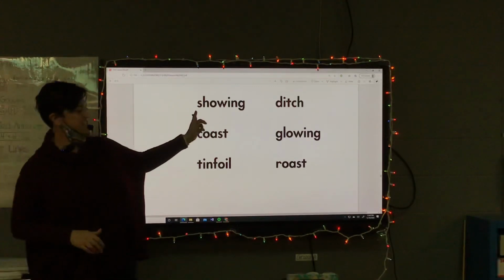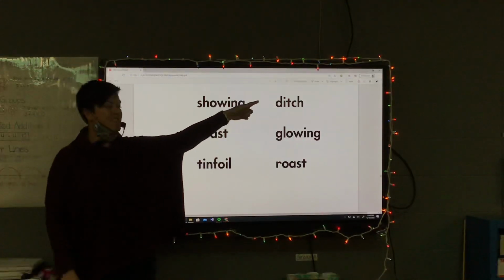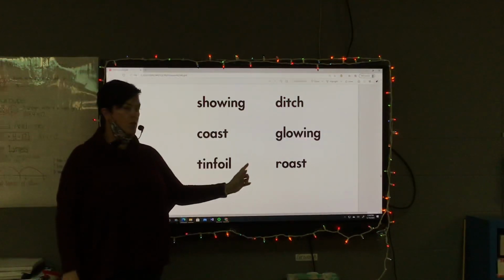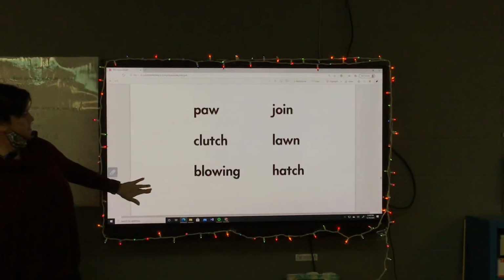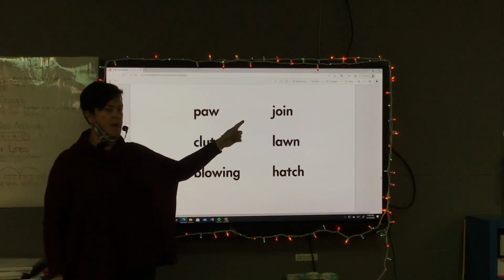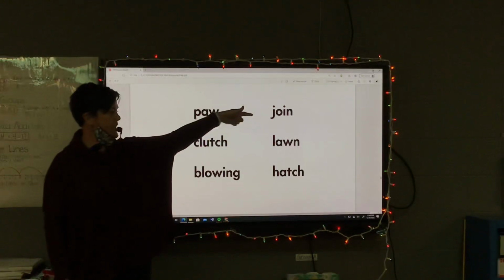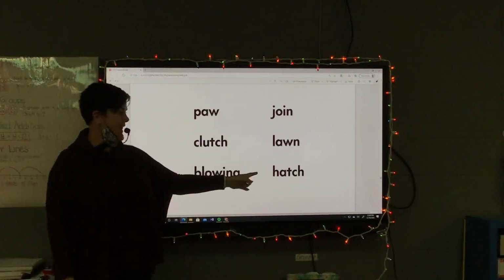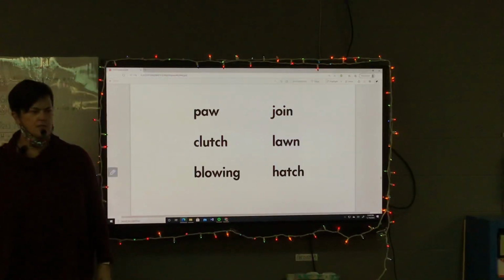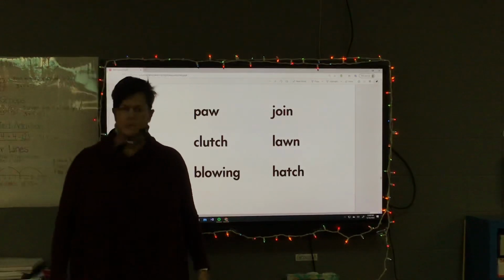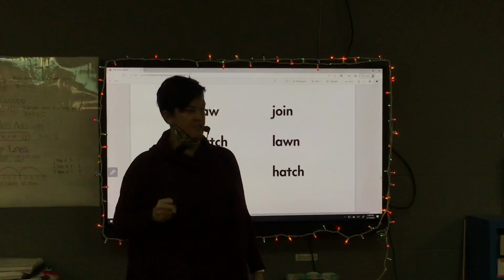Okay, let's read through these. Showing, coast, tinfoil, ditch, glowing, roast. Paw, clutch, blowing, join, lawn, hatch. Show me how you would clutch something. If you're clutching it, do you grab a hold of it tightly? Okay.